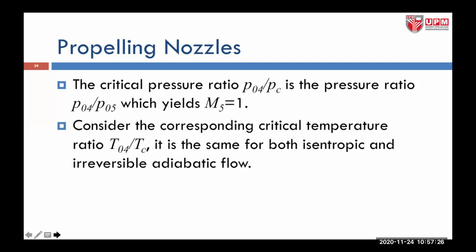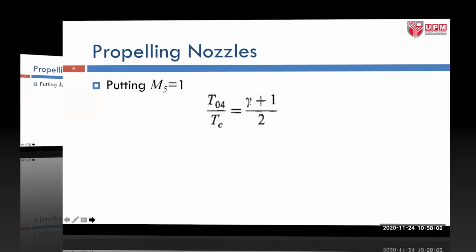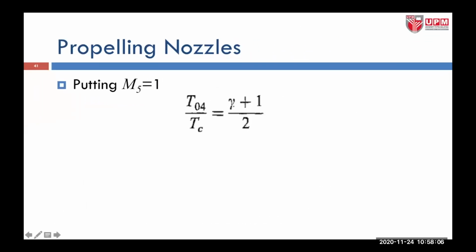Consider the corresponding critical temperature ratio of TO4 over T critical. It is the same for both isentropic as well as the irreversible adiabatic flow. And this flows from the fact that TO5 equals TO4 in all cases of adiabatic flow, because there's no heat transfer, and thus we can write TO4 over T5, which is equal to TO5 over T5, with this expression in terms of the Mach number at station 5. Okay, and putting M5 equal to 1, you will get the ratio of TO4 over critical temperature, which is gamma plus 1 over 2, where gamma is the specific heat ratio.